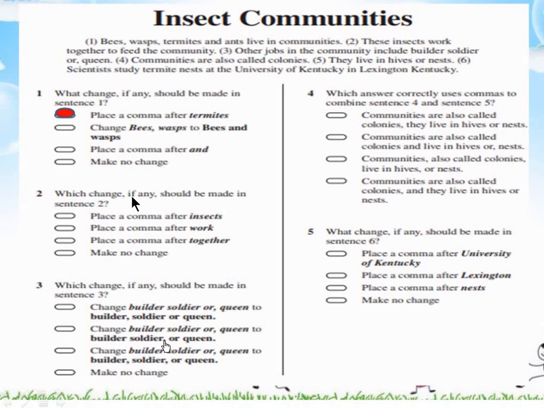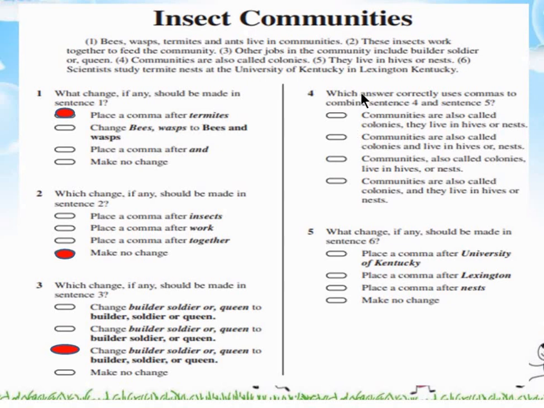Number 2. Which change, if any, should be made in sentence number 2? Make no change because this is already correct. So we don't need to change anything. Sentence number 3. What do we need to change in sentence number 3? Okay, this one. Change builder, soldier, or queen to builder, comma, soldier, comma, or queen.